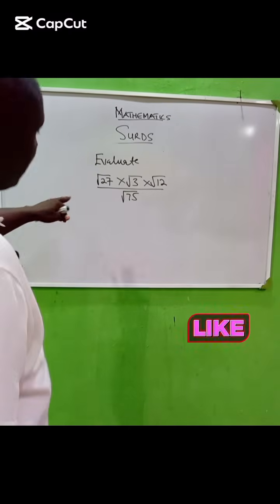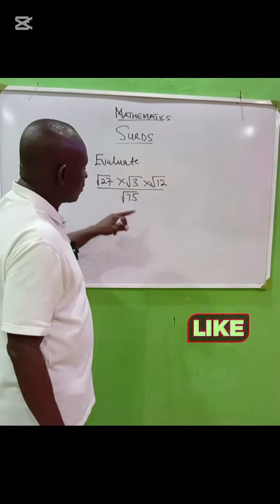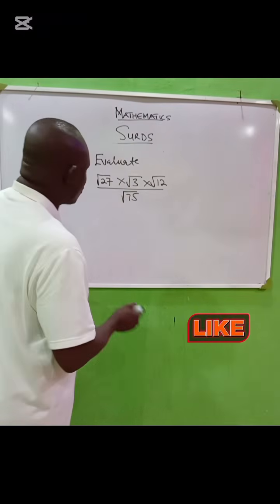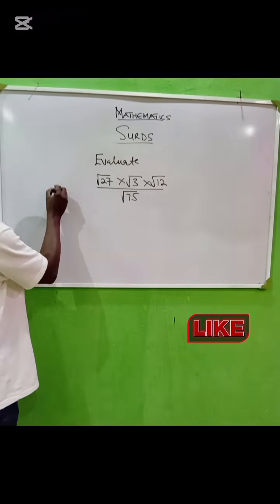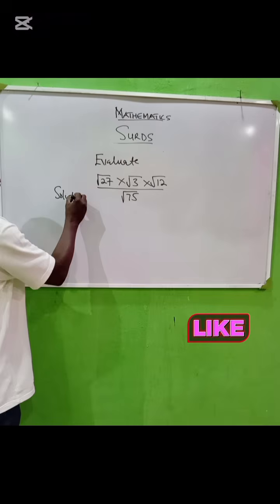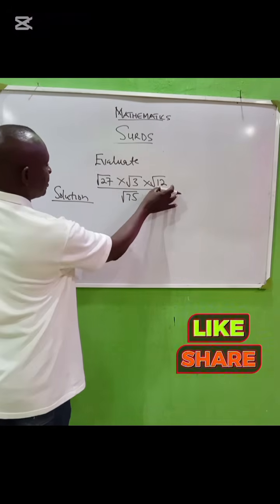Yes, we are asked to evaluate the square root of 27 times the square root of 3 times the square root of 12, all divided by the square root of 75. Solution. Now we need to break this and break this.